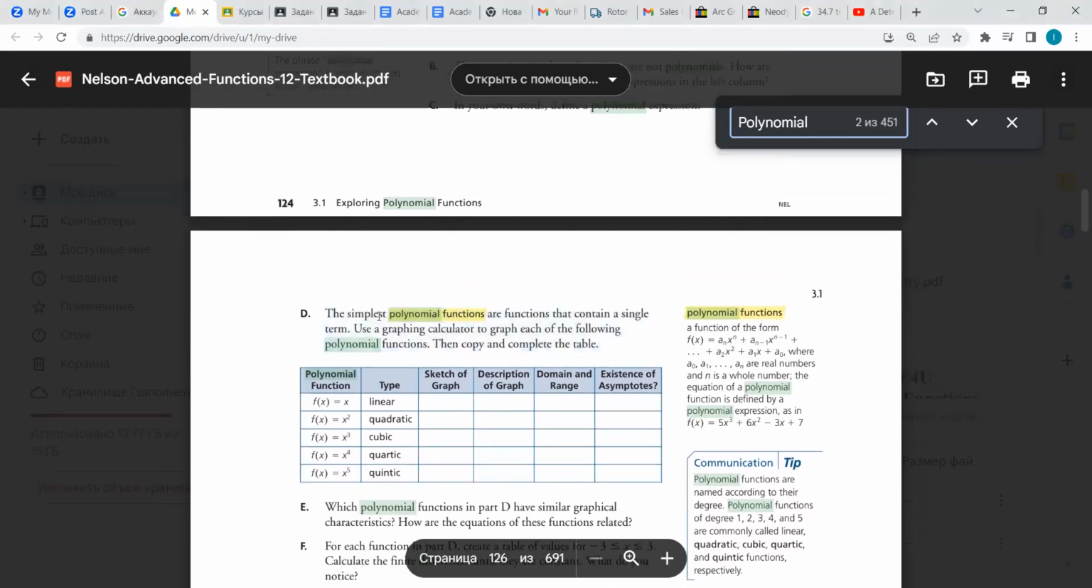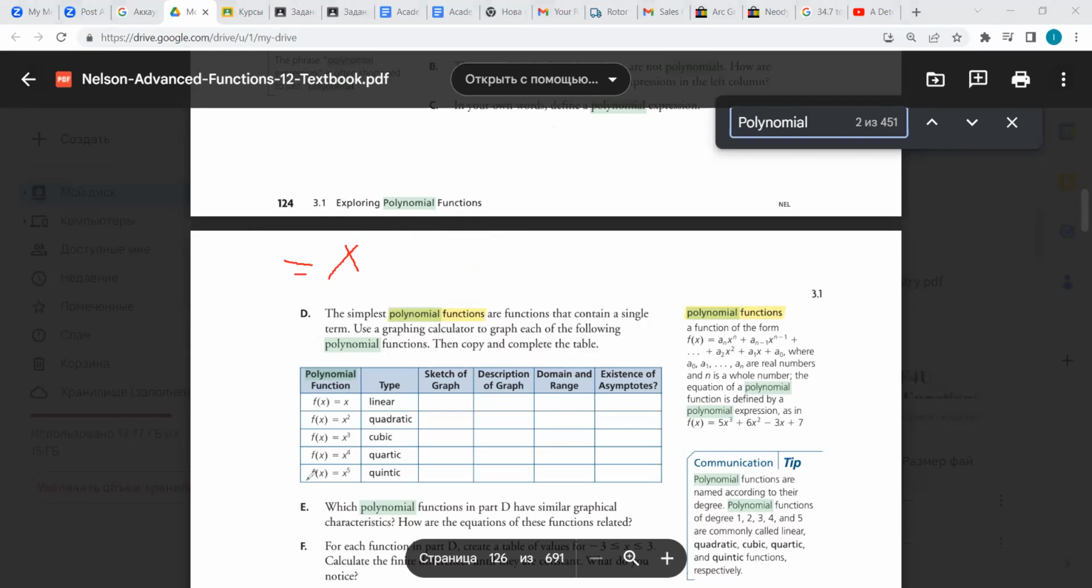So considering the polynomial functions, the simplest polynomial functions are functions that contain a single term. As we said in the previous part, we had base functions like x squared or square root of x. Talking about polynomial functions, the simplest polynomial function would contain only the independent variable to a certain power. So it could be power 1, 0, 2, 3, 4, etc.